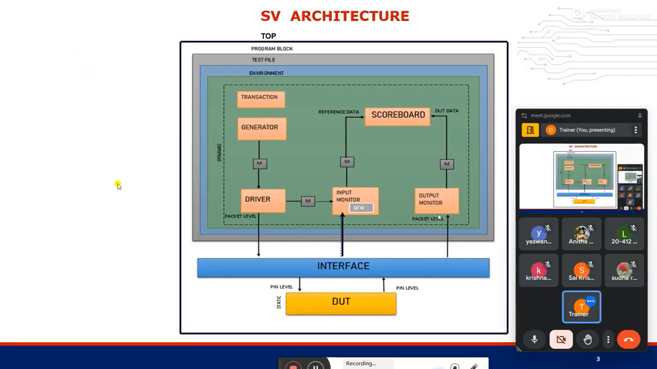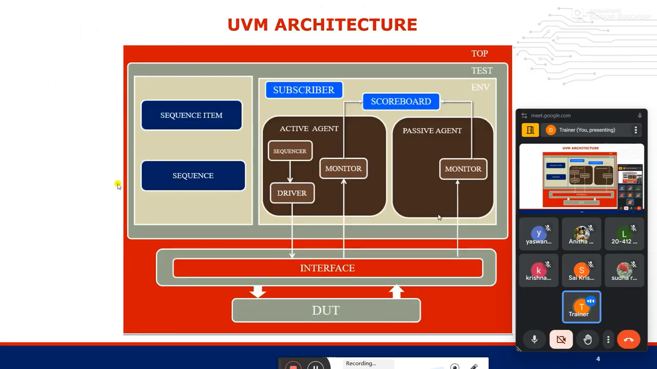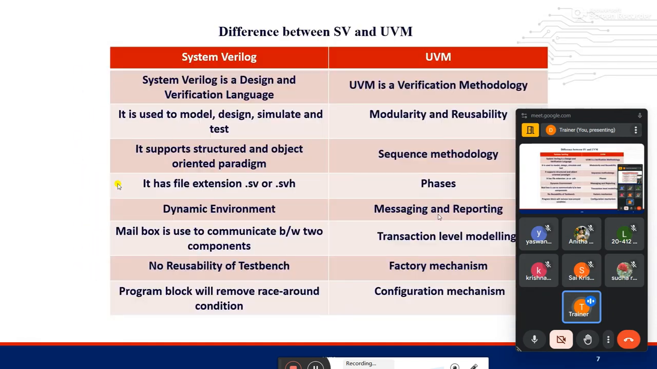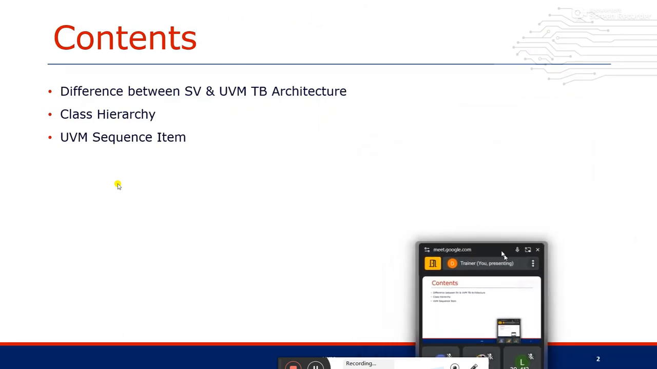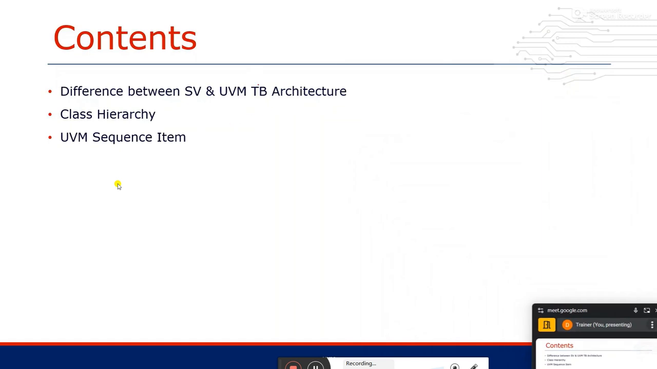Now, we have already discussed this SV architecture, right? Now coming to UVM architecture. So let me draw it by myself. In SystemVerilog, we had first top, inside top test bench and DUT. Inside test bench we have test, inside test we have ENV, inside ENV we have transaction, generator, driver, input monitor, output monitor, scoreboard. Okay na?